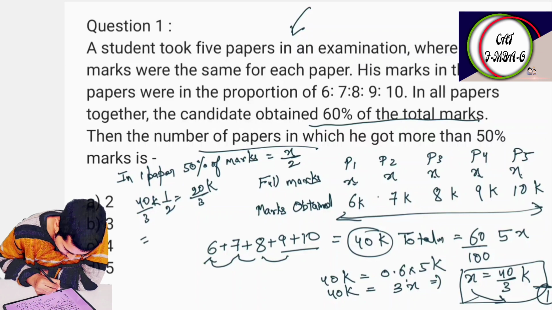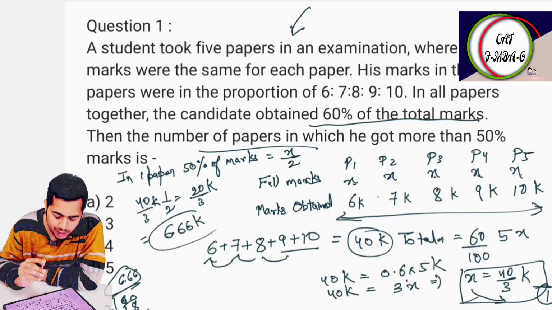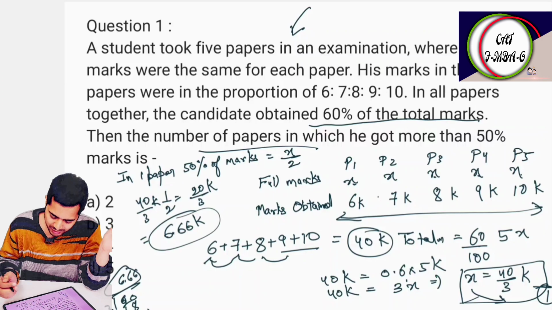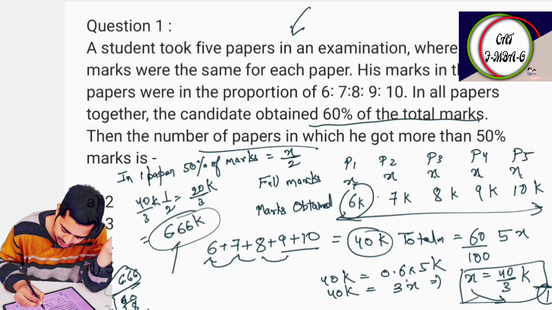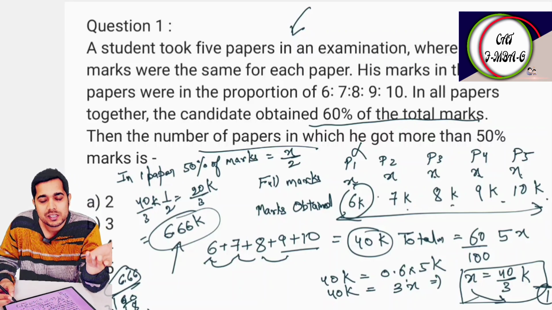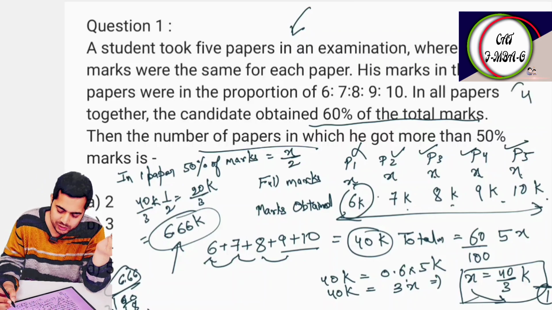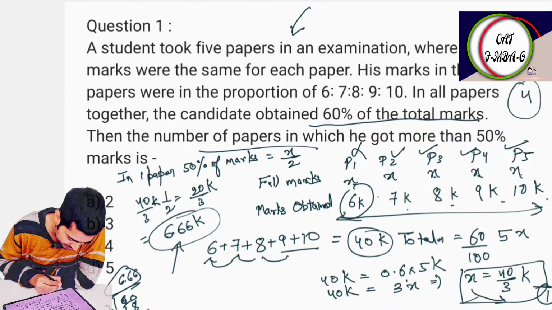Okay, if you are going to divide, just do a simple division. 6.66. So you have to check in how many papers he has got more than 6.66k marks. In P1 he has got less than 6.66k, so this is wrong. And 7k, 8k, 9k, 10k, these are all greater than 6.66k. So 1, 2, 3, 4. In 4 papers he has got more than 50% of the marks. So the right answer here is option C, 4.